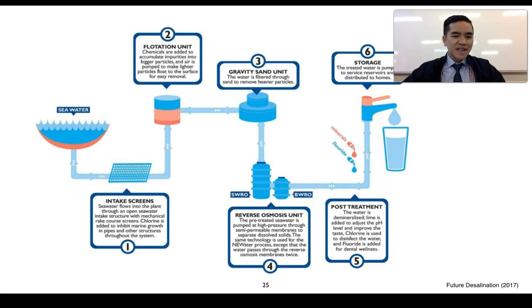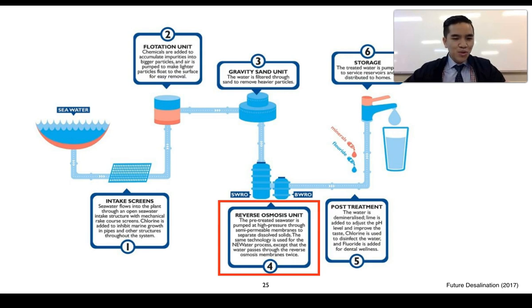The second method of desalination is through the use of reverse osmosis. We can see that in this diagram here in step 4. What this shows you is that seawater typically undergoes a series of processes before we can carry out reverse osmosis.